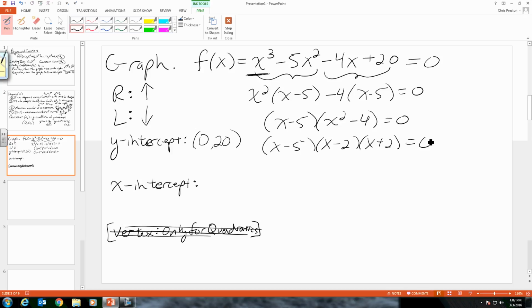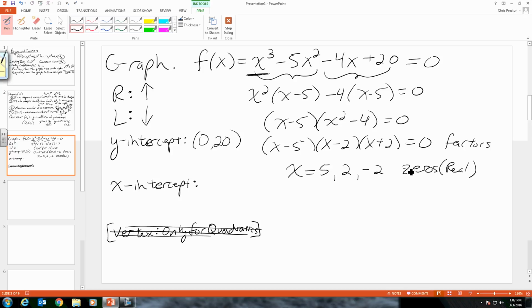So these are the factors. I set each one of these equal to 0, and I get positive 5, positive 2, and negative 2, and these are the zeros, the real zeros.